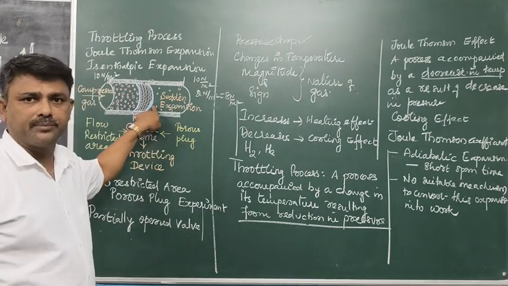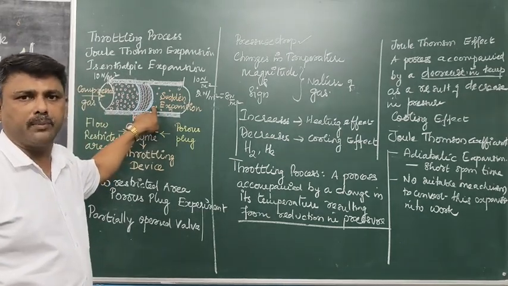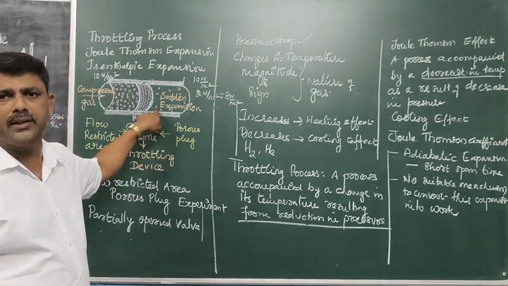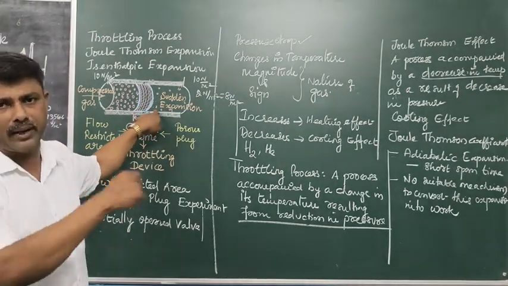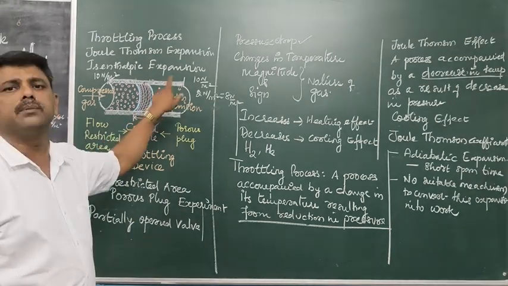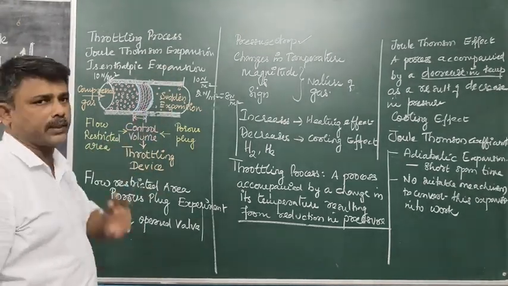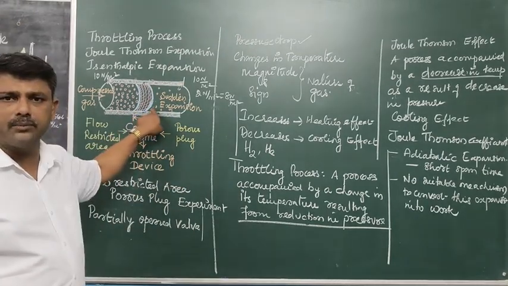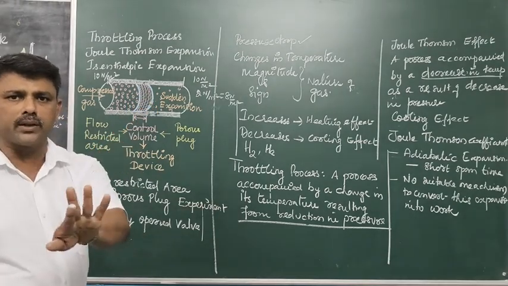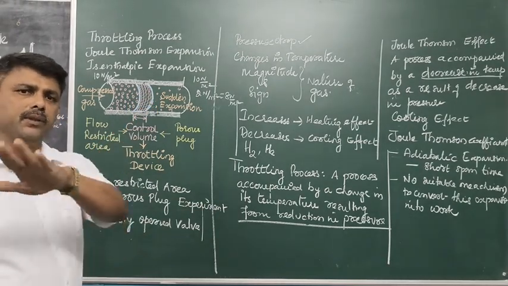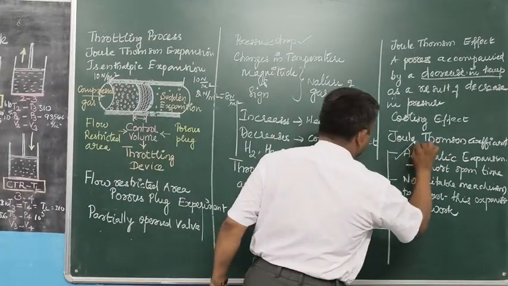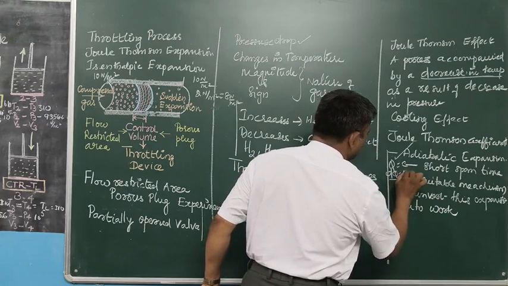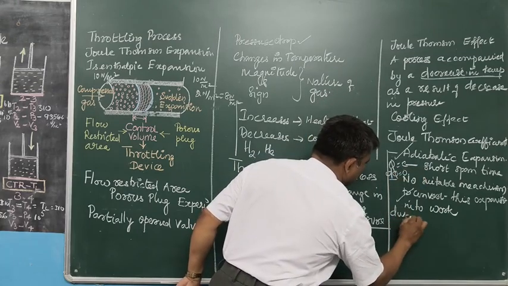In this experiment, what we are able to understand is this expansion is a sudden expansion process. Expansion takes place within a short span of time. Hence, the process may be assumed to be adiabatic expansion. Point number 1. Point number 2. There is no suitable mechanism to convert this expansion into work. Hence, work done by the system is equal to 0. These two are important points. Q is equal to constant, dQ is equal to 0, dW is equal to 0.